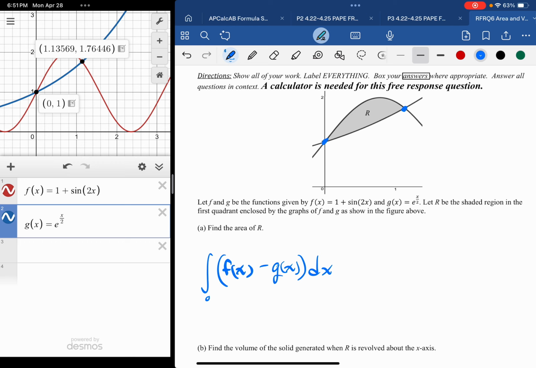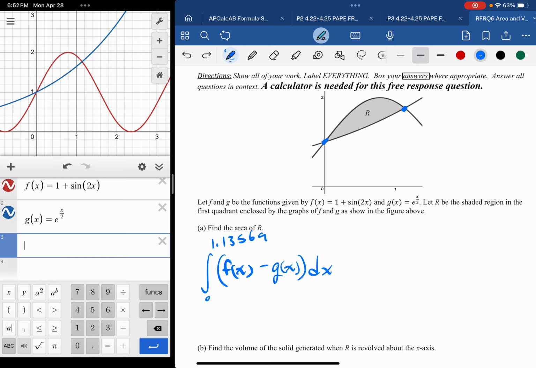And then the point of intersection for this one is 1.13569. Yes, you can round it to the third decimal, but I'm just going to write all of them. Okay, I'm going to go ahead and write the y value too, just because I might need that later. Actually, no, because I have Desmos calculator. This is super easy. Okay, so now I just have to plug this in and see what I get.